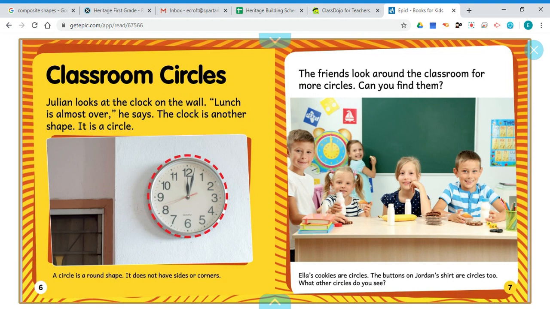Classroom circles. Julian looks at the clock on the wall. Lunch is almost over, he says. The clock is another shape. It is a circle. The friends look around the classroom for more circles. Can you find them? Hey, those are my favorite kind of circles. Cookie circles.